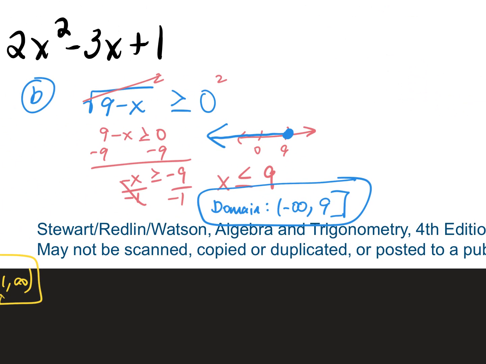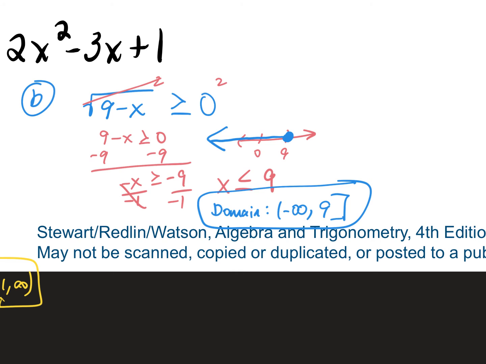So your domain is you can use anything in the world from negative infinity, but you have to stop at 9. Because if you do anything above 9, it'll make a negative underneath the square root, which you can't have. Yes, ma'am. All right, 2 more.